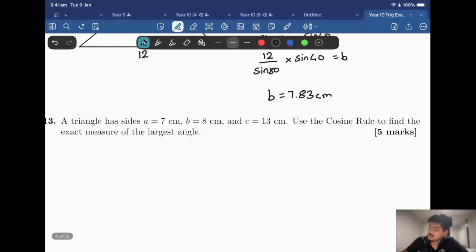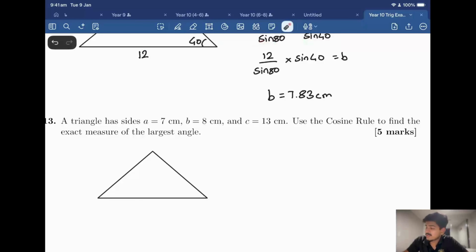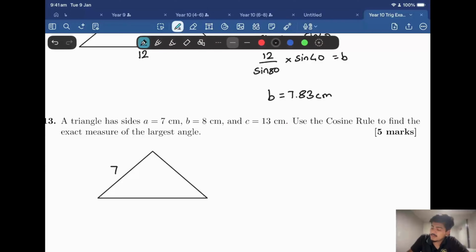Okay, so let's draw a triangle. Just by looking at the sides, you should remember we learned that the angle opposite the largest side is always the largest angle, right? So we're going to be finding angle C. So this is 7, this is 8, this is 13, and we want to find this angle theta.